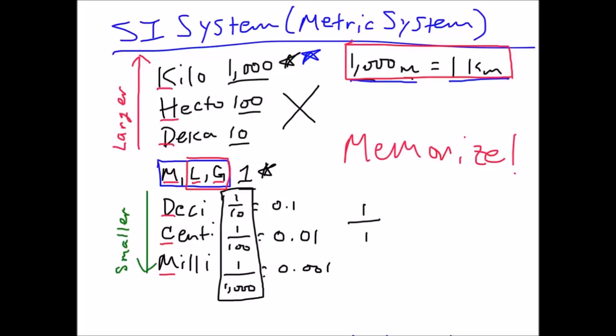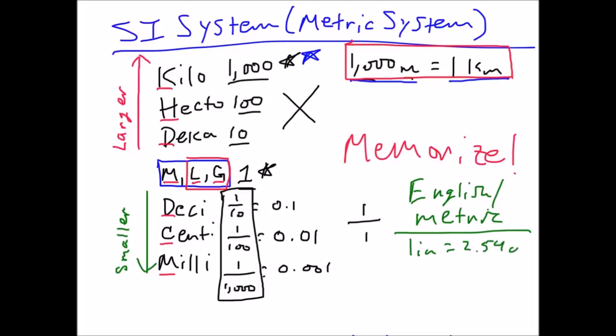In addition to that, there are 3 English to metric units that you are going to have to memorize. Alright, so here they are. 1 inch equals 2.54 centimeters, and 1.06 quarts equals 1 liter, and 1 pound is equal to 454 grams. Okay, those are your English to metric conversion factors, and they too must be memorized.